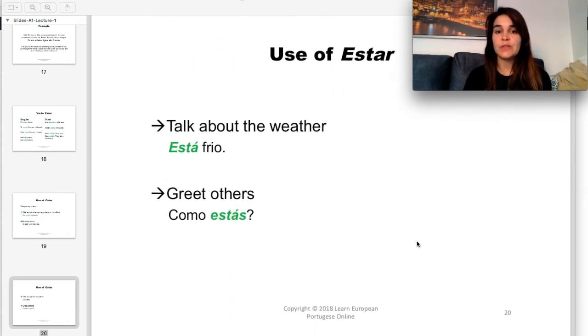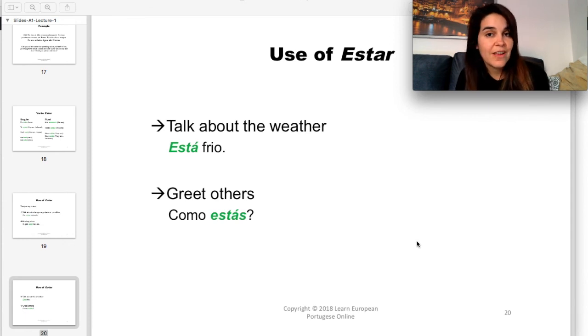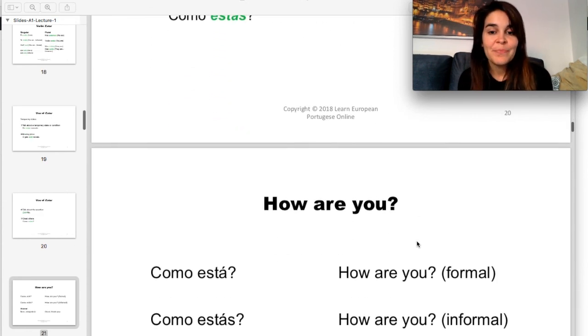Then you also use it to talk about the weather. The weather is constantly changing, so this one is pretty straightforward. For example, we can say está frio, it's cold, or está sol, it's sunny, and so on. And also you can use it to greet others, to ask how they are, because how they are feeling right now can change as well. So we say, as you probably have seen before, como estás? How are you? Como estás?